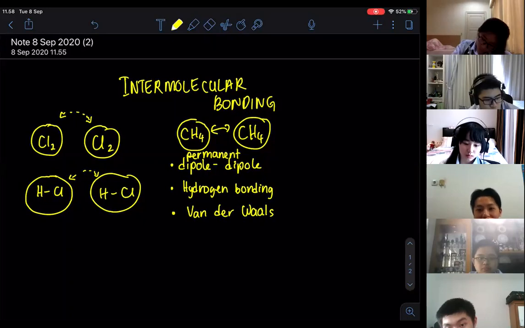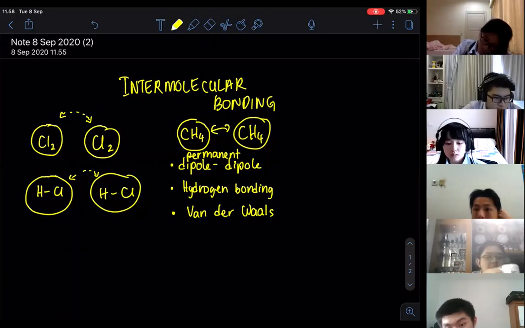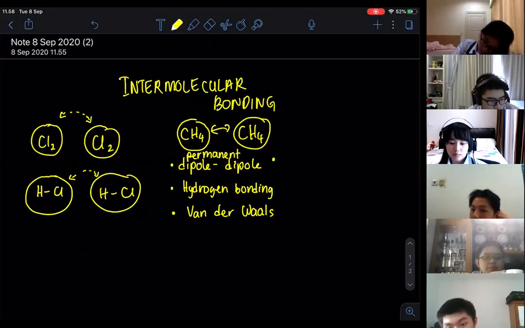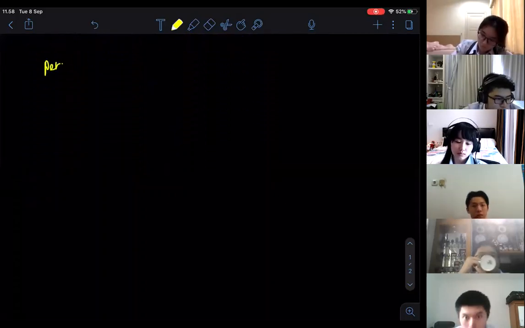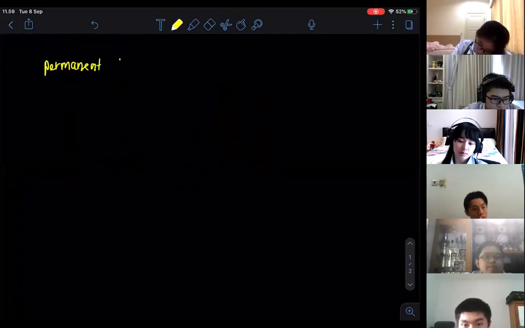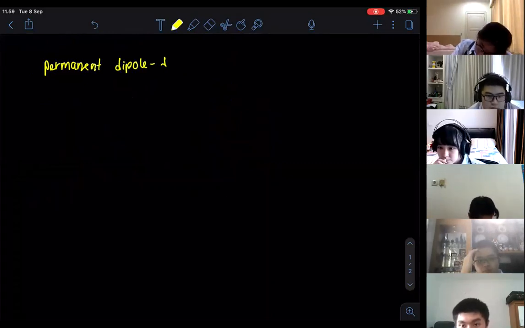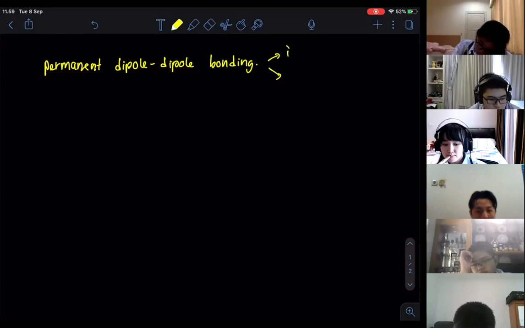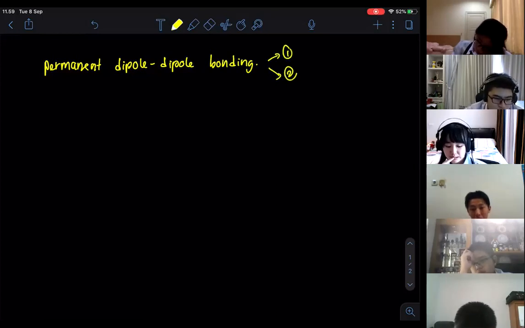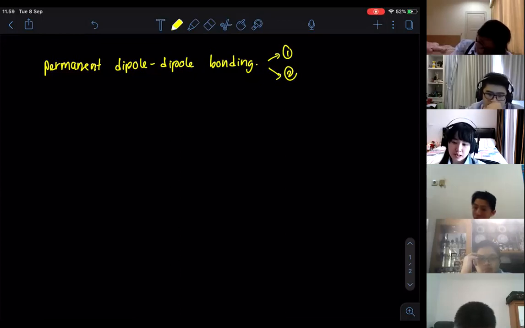Since we already learned about polar molecules and non-polar molecules, I will teach you directly about permanent dipole-dipole bonding. What is permanent dipole-dipole bonding? If you just look at the term itself, you can get 2 important points from it. Let's see what the 2 important points are. Josh, just looking at the title, what can you tell about permanent dipole-dipole bonding?